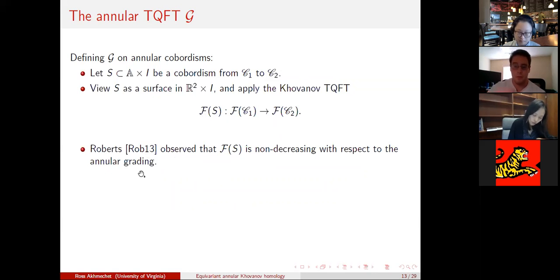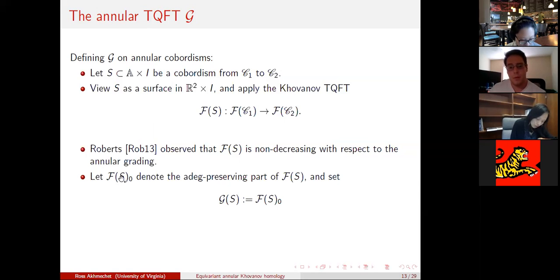So if you have your cobordism and you just compute it as you normally would, and then you look at what happens to annular grading, it's non-decreasing. And I quote Roberts here because how I'm describing it now isn't how APS originally constructed all their homology theories. This is kind of a reinterpretation, and what I'm describing is really due to Roberts.